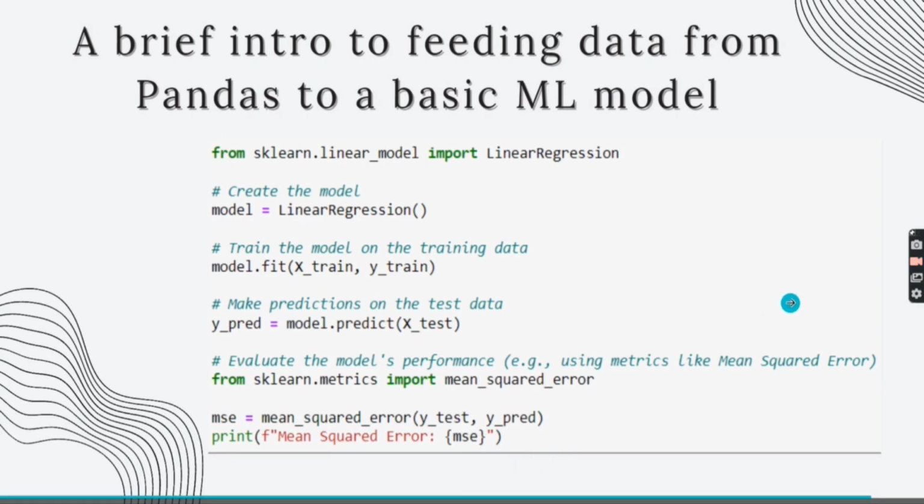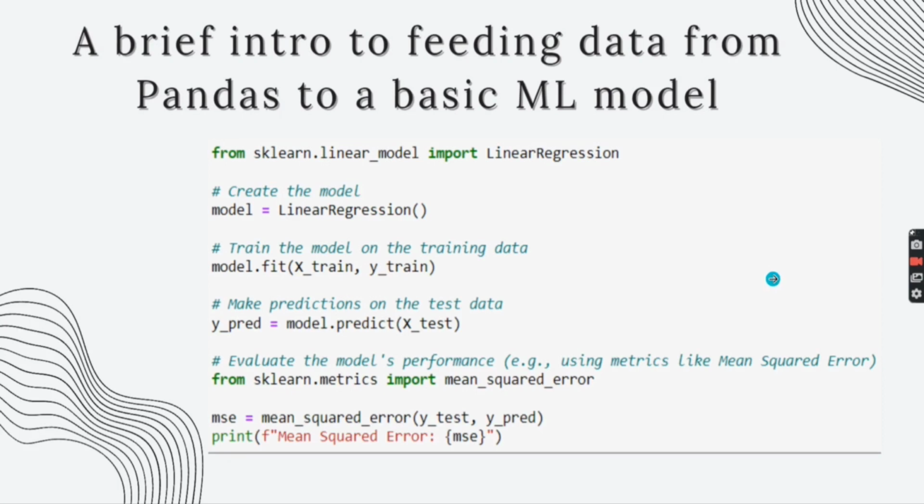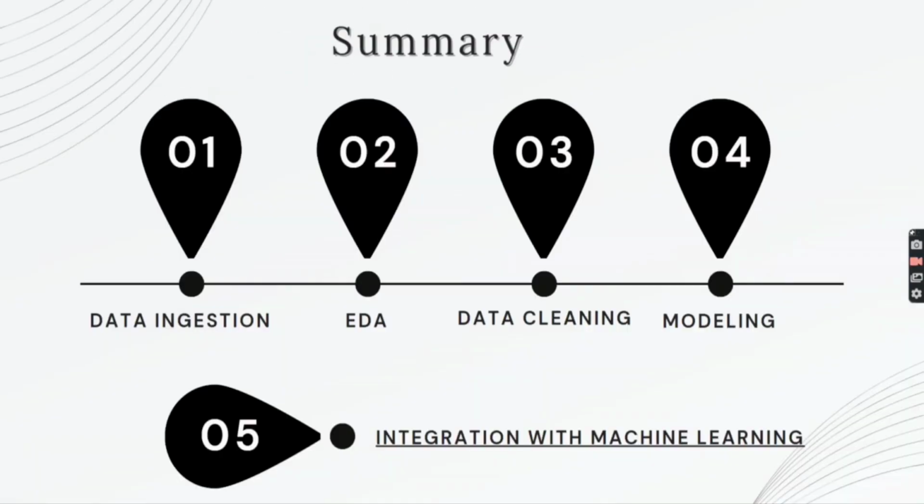So in this brief example, we used scikit-learn to create a linear regression model. We have trained the model on the training data, made predictions on the test data, and evaluated its performance using mean squared error. So let's see the summary.